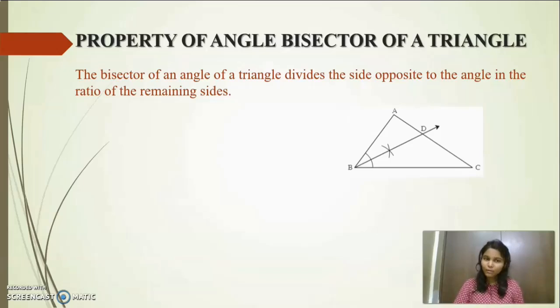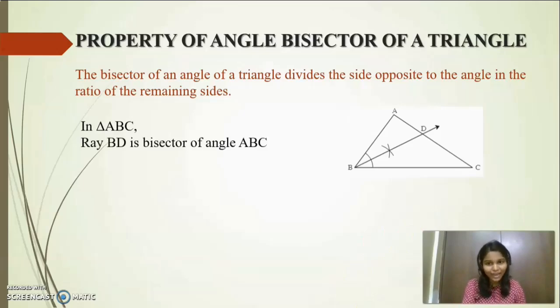But while using the property, presentation is very important. So what you will write? First, you will write down the triangle, name of the triangle, then you will write down which ray bisects which angle, and then you will write down the property. What does it say? That AD upon DC is equal to AB upon BC.